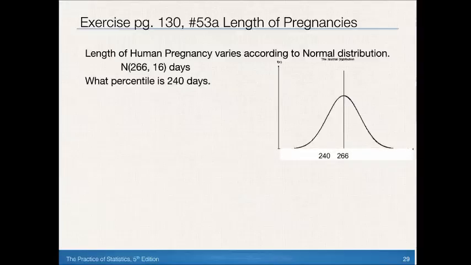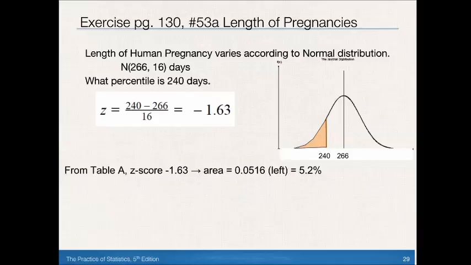So we start out with a normal distribution graph. We label it with the 266 as the mean and the 240. We're going to standardize this. So we're going to figure out the z-score. So we shade the area that we're looking for. We're finding it to the left, because it's 240 days or less. So we're going to find that area there. So we standardize by calculating the z-score of 240. So 240 minus 266 over 16 is negative 1.63. We then use the table. One method is to use the table. So we simply use the z-score of negative 1.63 and find the area to the left, which is 5.2%.